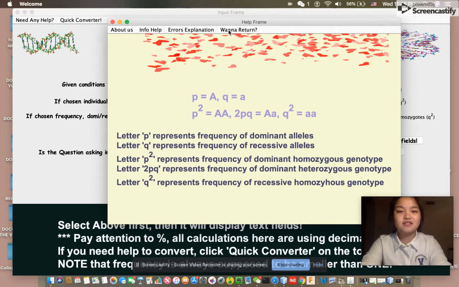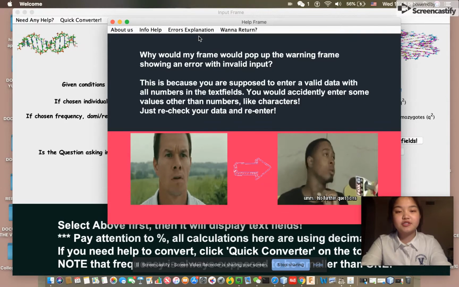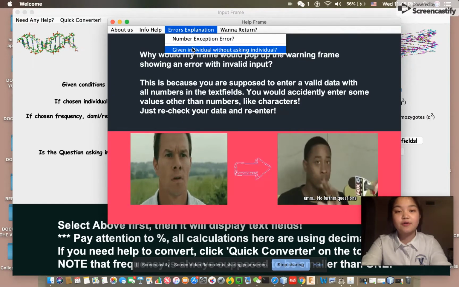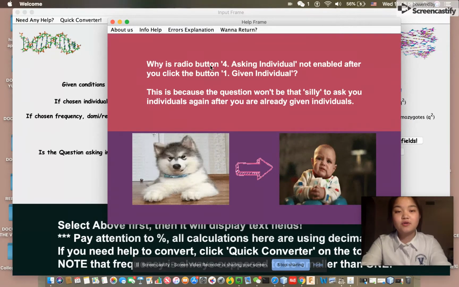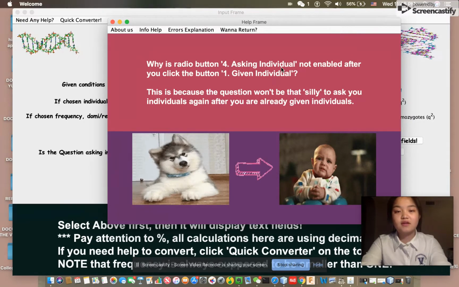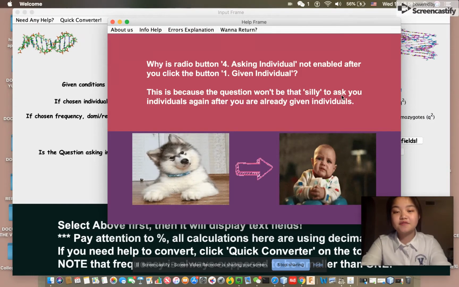So hard. And for the number error explanation, the purpose of the warning frame: if you do not enter a number, it will show an error. And for this one, why is radio button 4, asking individual, not enabled after you click button 1, giving individuals? This is because the question won't be that silly to ask for individuals again after you're already giving individuals. So let's go back to the input frame.